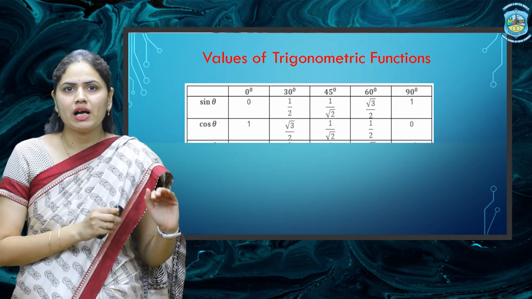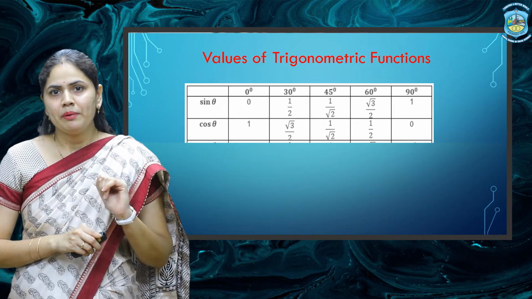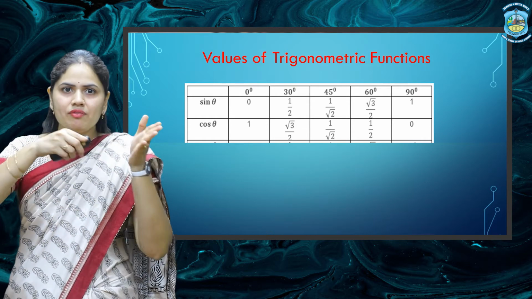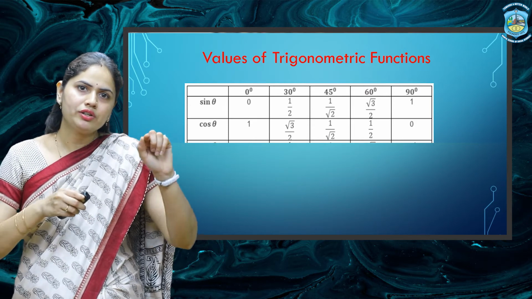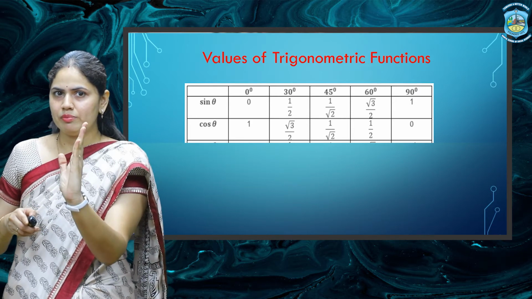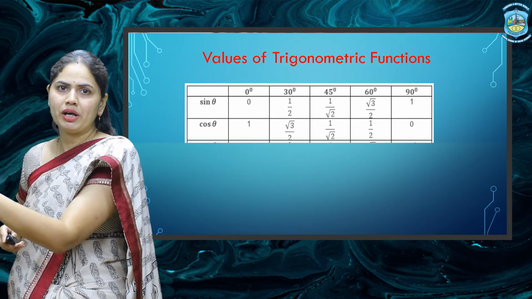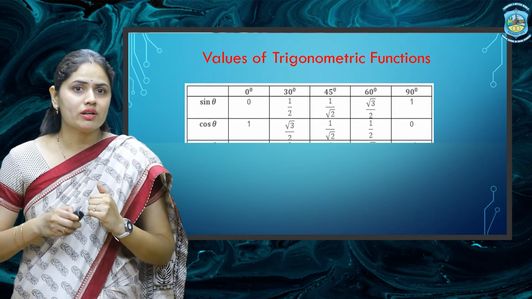For cos theta, you will simply write down these values in reverse order. It means the value at 90 degree in sine becomes the value at 0 degree in cos. So, in reverse order, you will write down these values: 1, root 3 by 2, 1 by root 2, 1 by 2 and 0. In that way, you will get the value of cos theta.